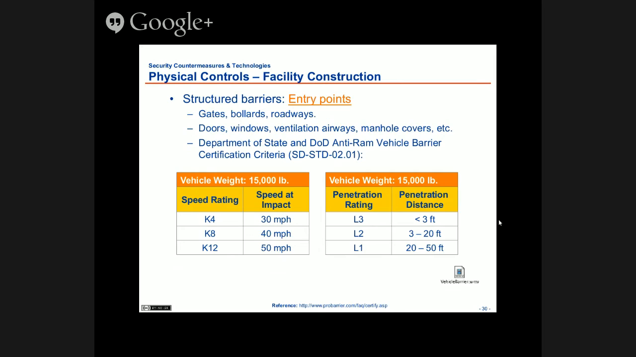All right, so in terms of barriers, you have gates, bollards, roadways, doors, windows, ventilation airways, manhole covers. And then you also have the Department of State and DOD anti-ram vehicle barrier certification criteria. This is the SD standard 0201. And it's pretty neat. So here you have the vehicle weight, 15,000 pounds, speed ratings, and speed at impact. And then they have the associated penetration rating and the penetration distance. So you have these items that help you build a structured barrier.